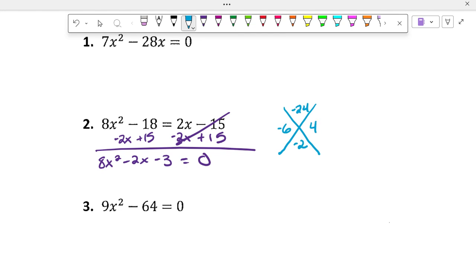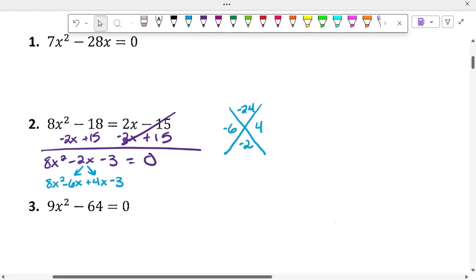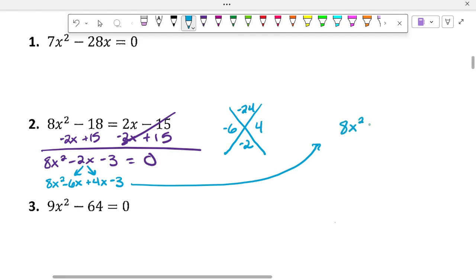All right. Now, we can then break apart your negative 2x. And remember, it doesn't matter the order that you put your x values in. You should get the same answer either way. So I'm just going to write it from left to right that I have here. So I have 8x squared minus 6x plus 4x minus 3. Now, I'm going to rewrite this a little bit off to the side just because I ran out of room.